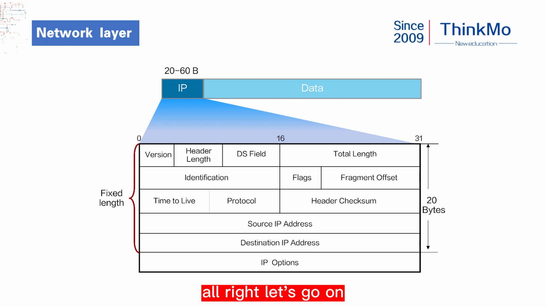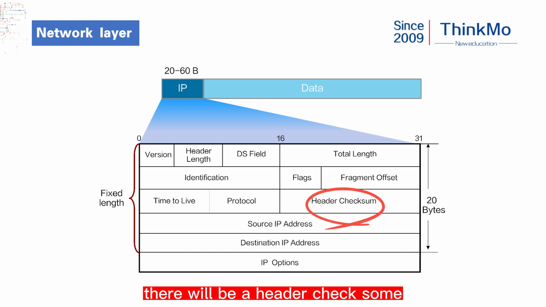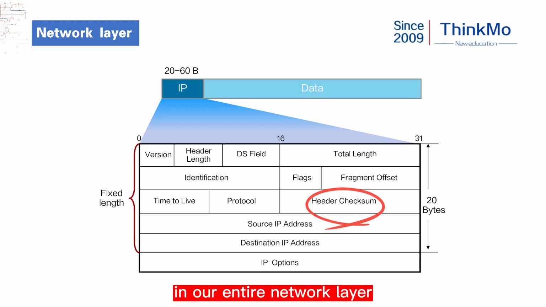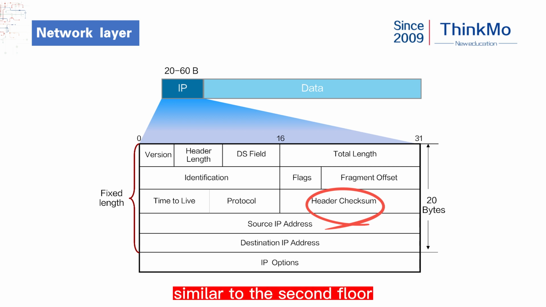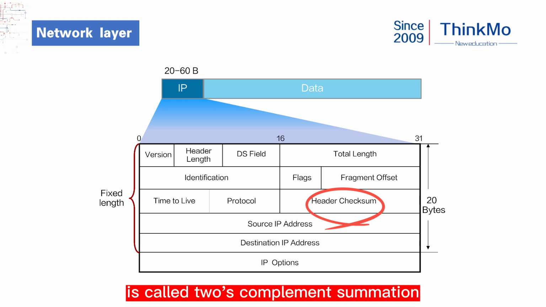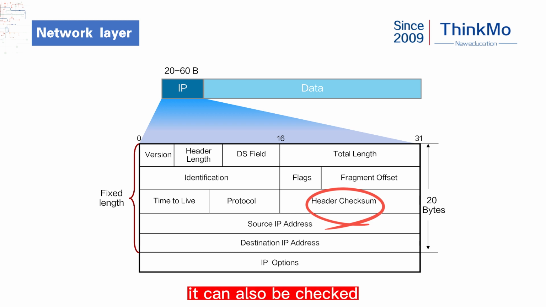Alright. Let's go on. There will be a header checksum in our entire network layer. That is, the third layer also provides a verification function. It can verify the integrity of the layer 3 data, similar to the second layer. But the algorithm it uses is called two's complement summation, not the same as layer 2 CRC. But it is also possible to check the integrity of the header. This is enough to understand. Know that it has an integrity check function.